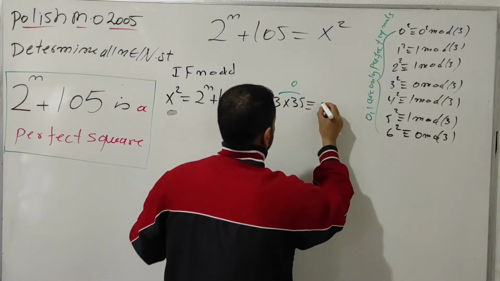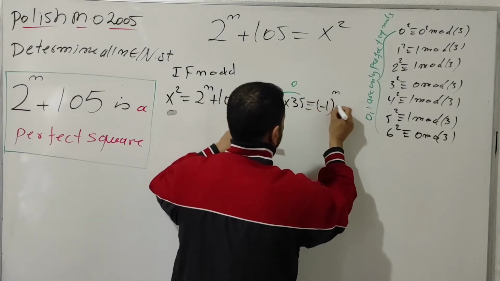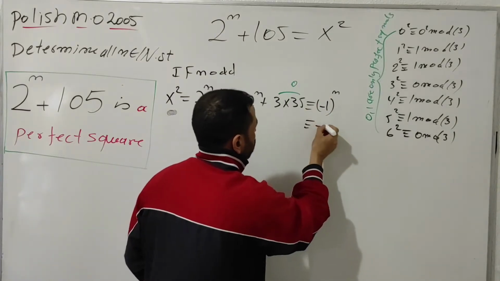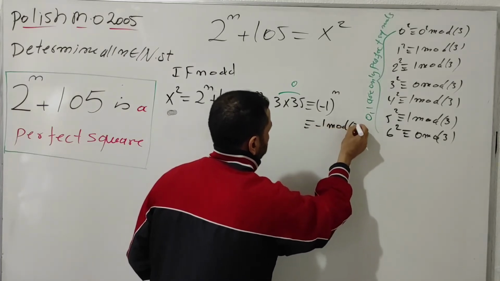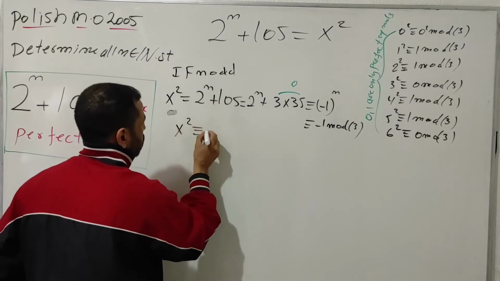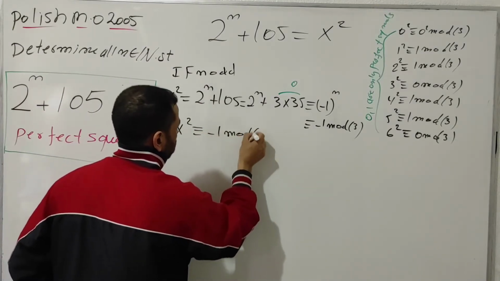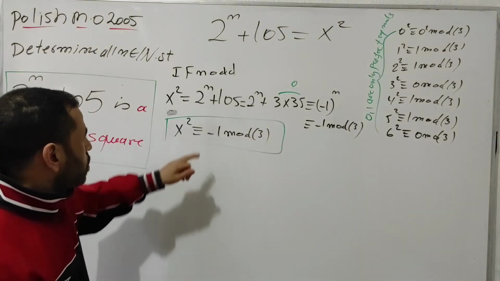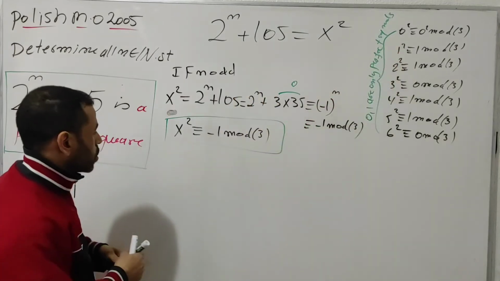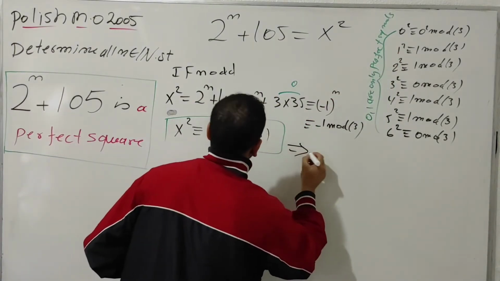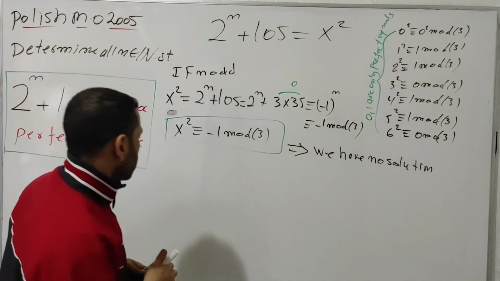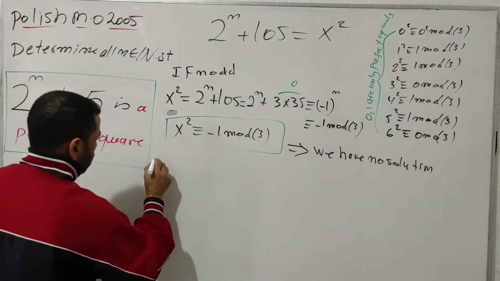I will have here minus 1 to the n. Since n is odd, this turns to minus 1, so it's congruent to minus 1 mod 3. That means x squared is congruent to minus 1 mod 3. But this is not a perfect square, because the perfect squares are only 0 and 1. So that means we have no solutions for the above equation when n is odd. Now let's move on to the next case, when n is even.